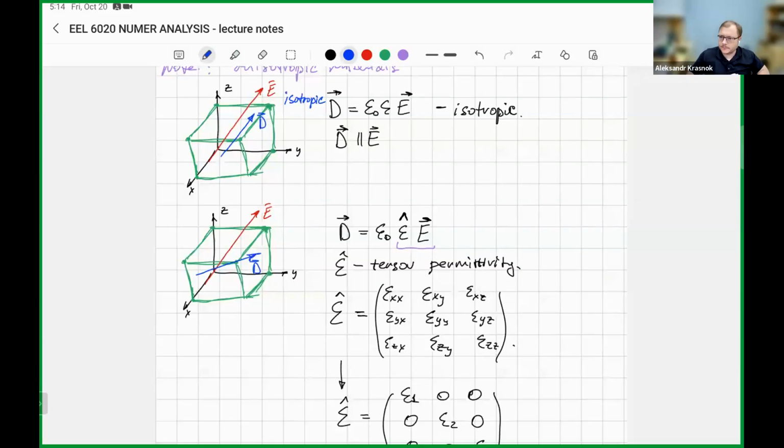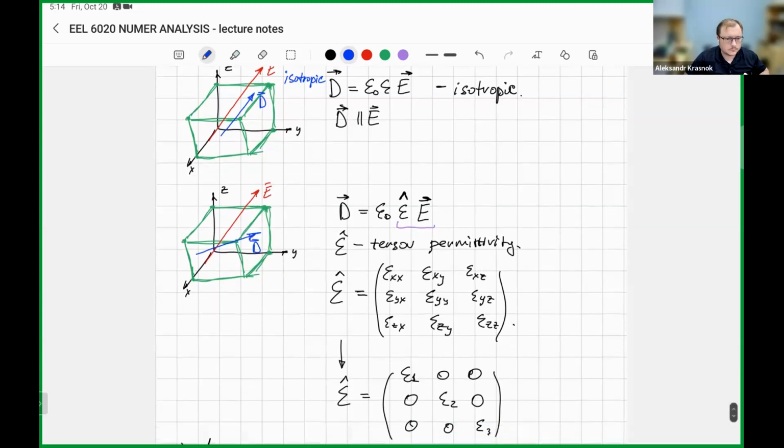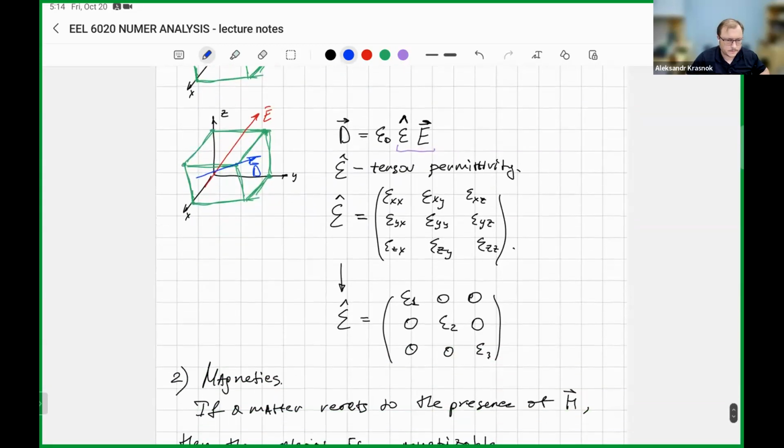Right. So the fact that some materials can be anisotropic is manifested in the fact that the vector of polarization, or vector D, that is induced in a crystal, does not align with the vector of the electric field. That's why we need to introduce the tensor of dielectric permittivity to take into account the anisotropy of the crystal.